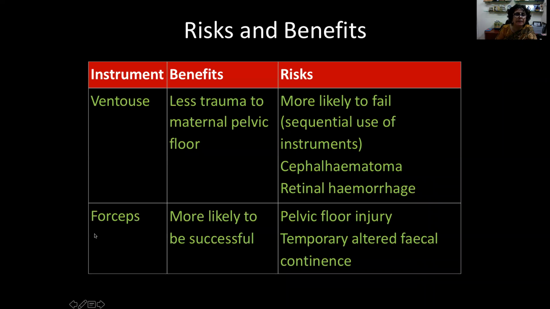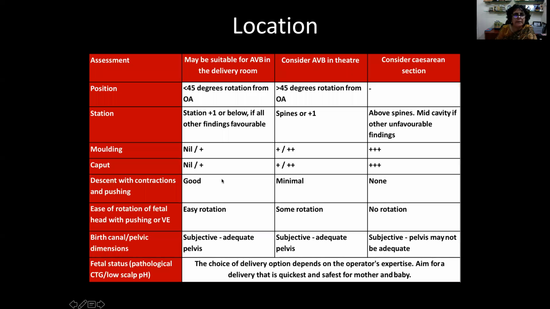Now the risks and the benefits. Ventouse benefits: less trauma to the maternal pelvic floor. Risks: more likely to fail, sequential use of instruments, cephalhematoma and retinal hemorrhage. Forceps: more likely to be successful, pelvic floor injury, temporary altered fecal continence. And these are the locations where we can consider doing it and when to consider a cesarean section.